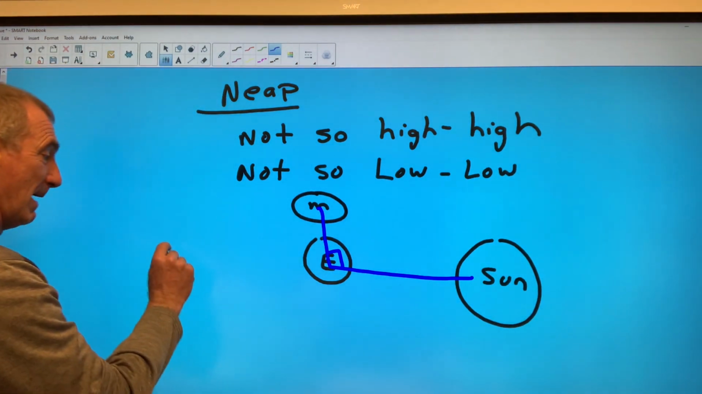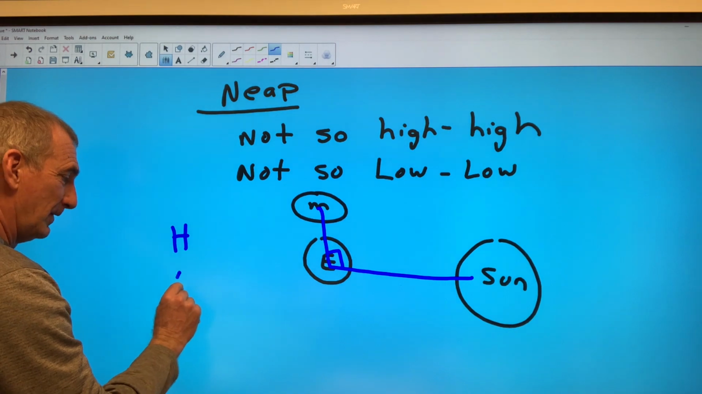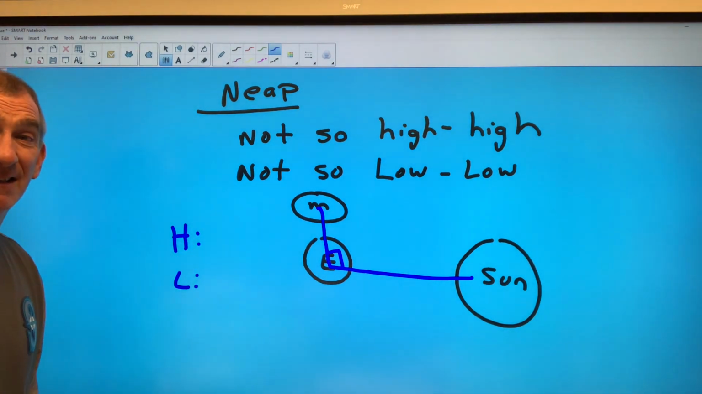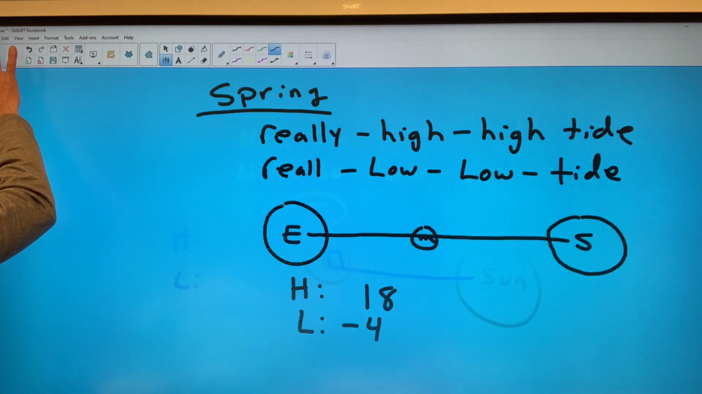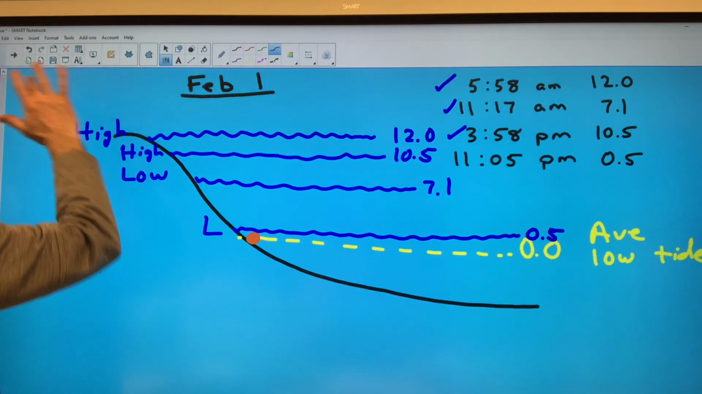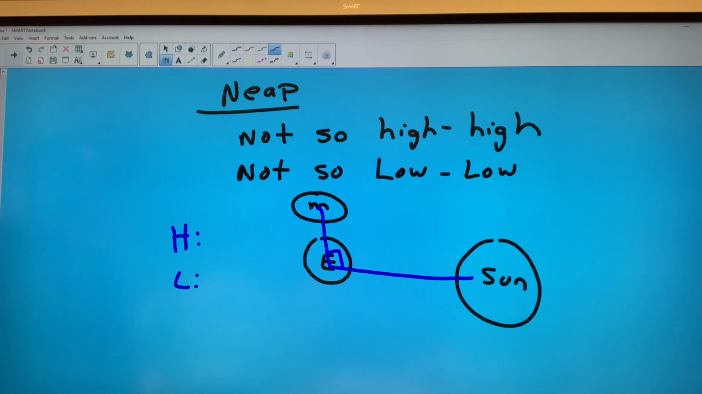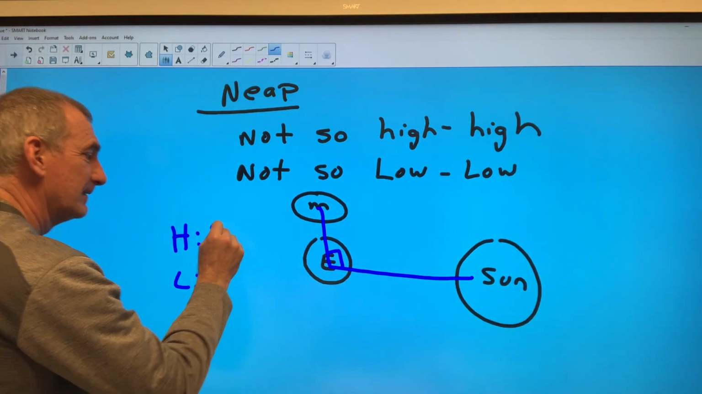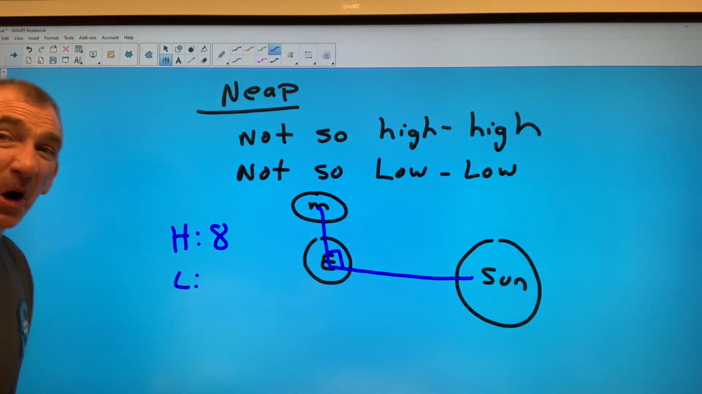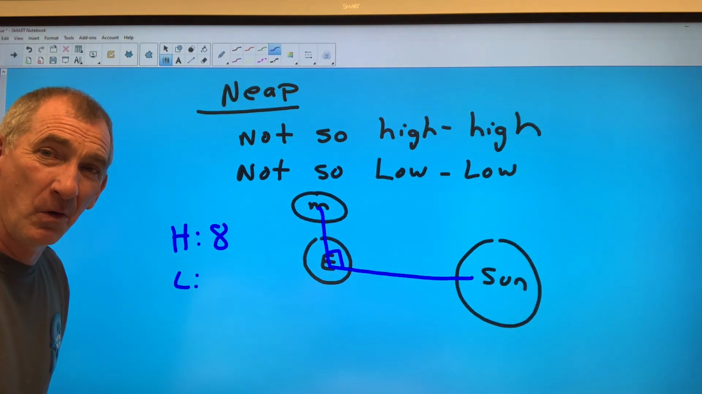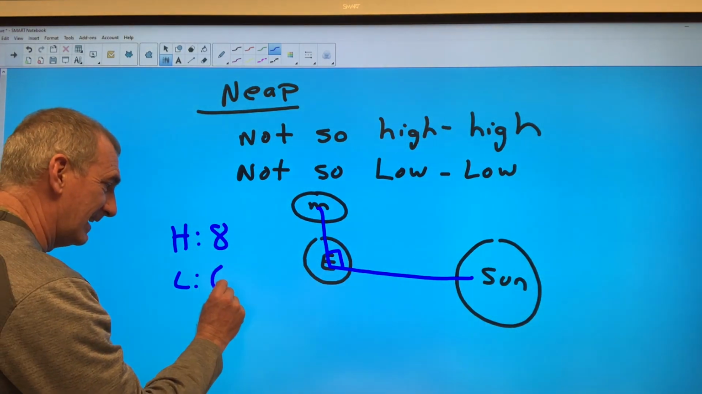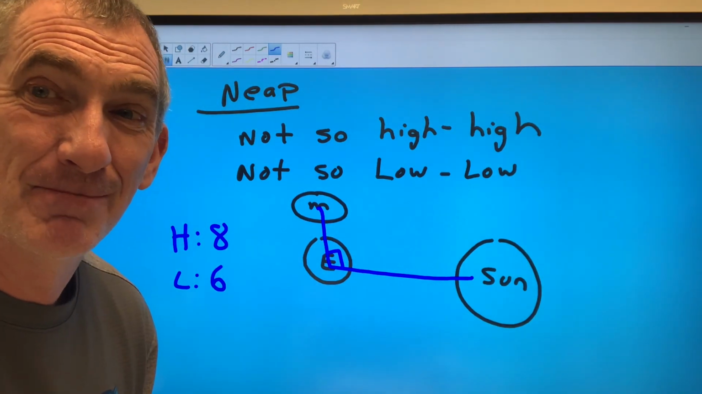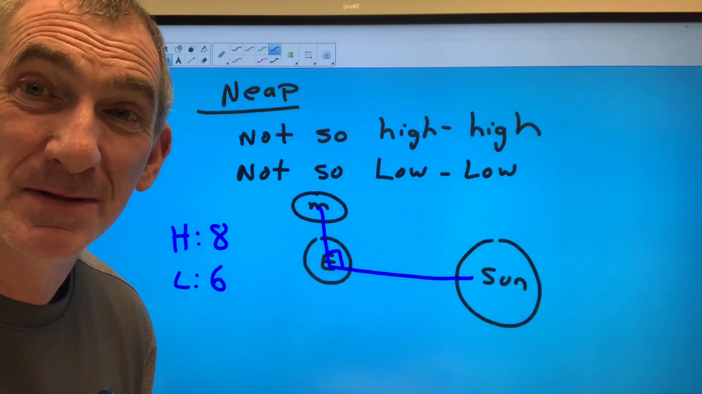In class, we came up with an example. We said, what would the high tide and low tide numbers be during a neap tide? Well, if average was around 12, it's not going to be that high. It's going to be something like maybe an 8. And the low, it's not going to be so low. Maybe it's going to be like a 6. So there's really not that much of a difference between the high tide and low tide.